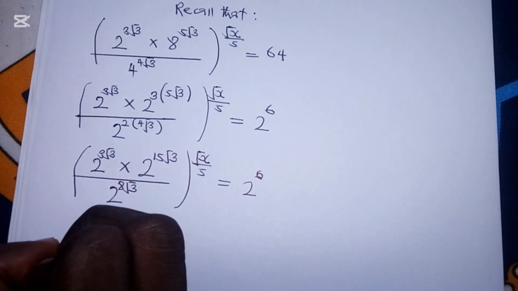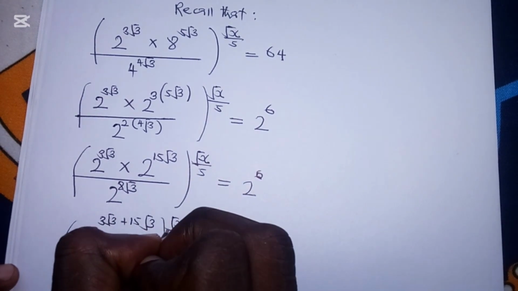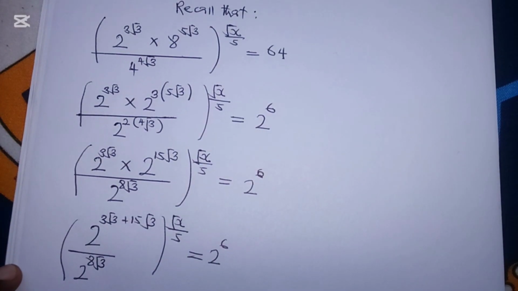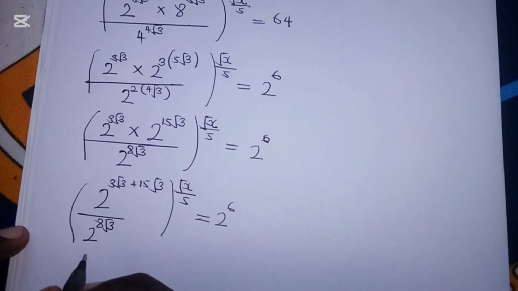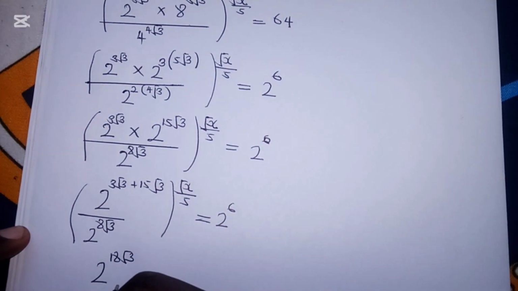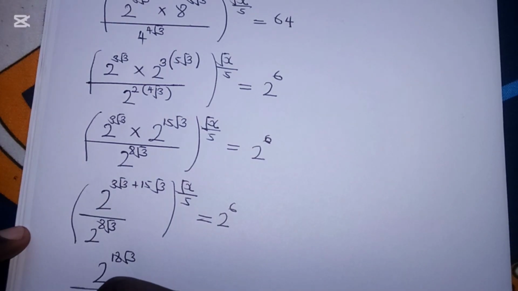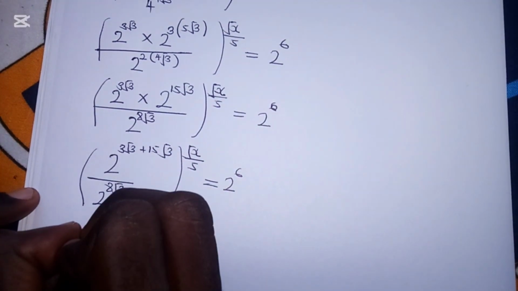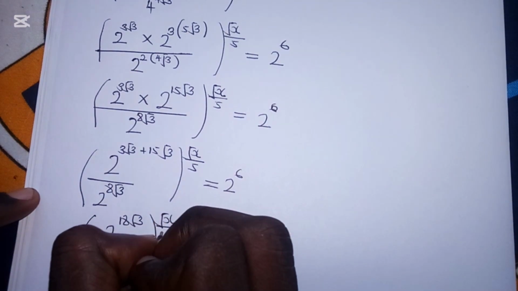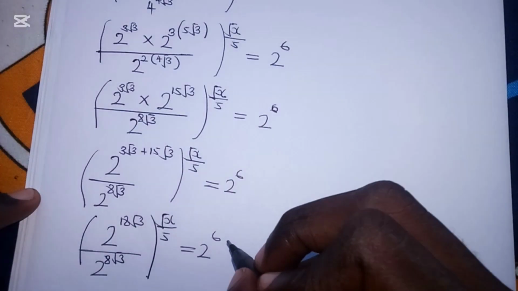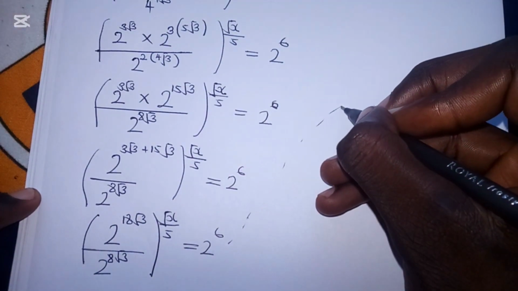Then everything raised to the power root x divided by 5 equals 2 raised to the power 6. Now from this point, we have 2 raised to the power, adding this one giving you 18 root 3 divided by 2 raised to the power 8 root 3. Then raised to the power root x divided by 5, everything becomes 2 raised to the power 6. It continues from this point.